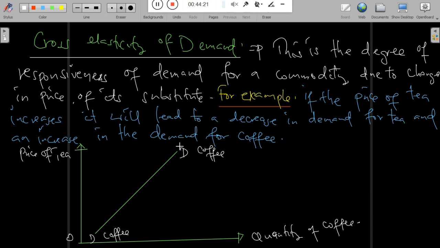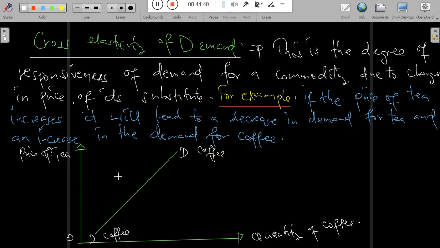Suppose you try to cross-check on this kind of graph over here. You'll observe that on the left-hand side we have the price of coffee, and on the x-axis we have the quantity of coffee. So we have the price of tea and the quantity of coffee. The graph shows a positive relationship, since when the price of tea increases, normal consumers switch to coffee because the price of coffee is low.